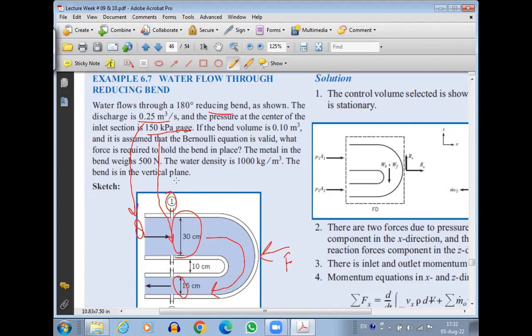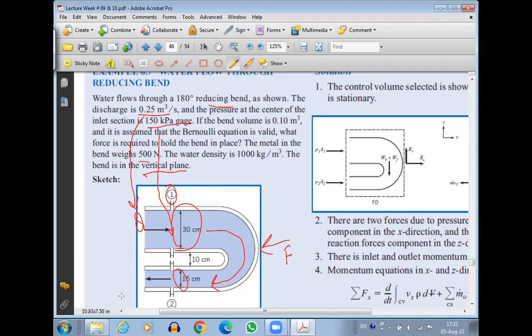The metal in the bend weighs 500 Newton, so that means the empty weight of the bend is 500 Newton. The water density is 1000 kg per meter cube. The bend is in the vertical plane. Now, this is the case when it is in the vertical plane.